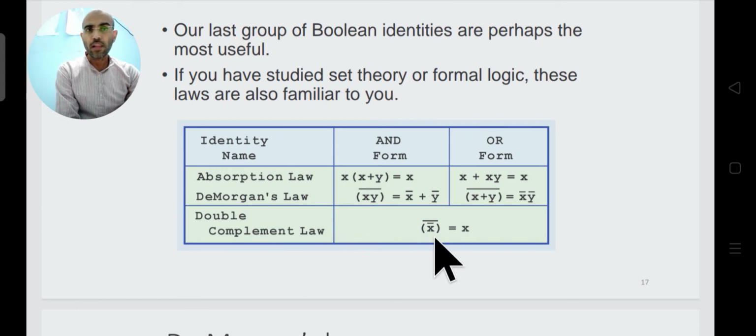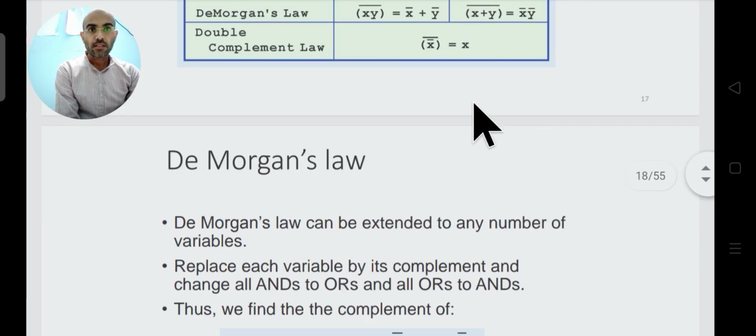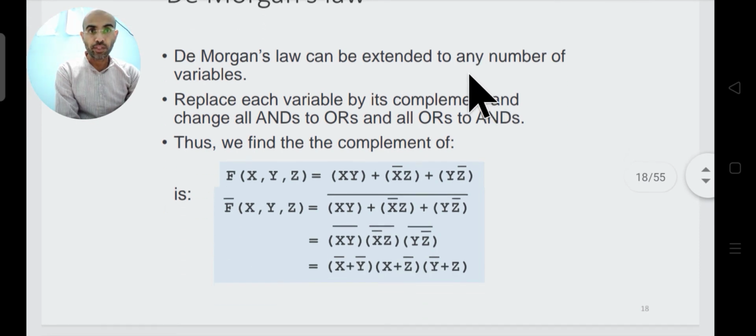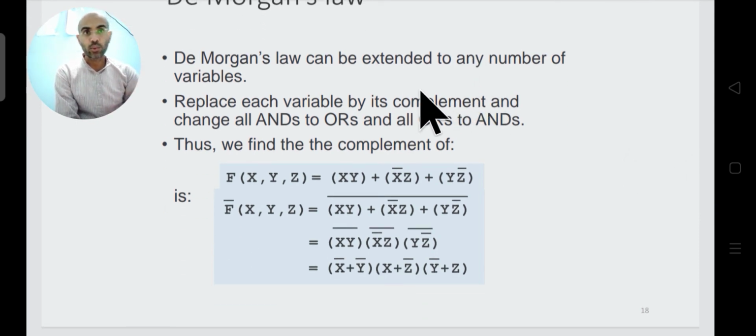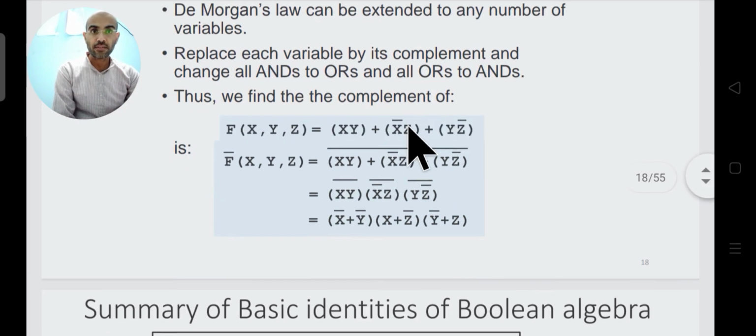Now you know this very well, that double complement. So x double bar, the complement of the complement, will give you the same variable. Okay, so then De Morgan's law. I have already told you that it is one of the very important identities. It can be used for any number of variables. Not only for two variables, but it can be used for multiple variables. So let's try to understand De Morgan's law with the help of a certain example.